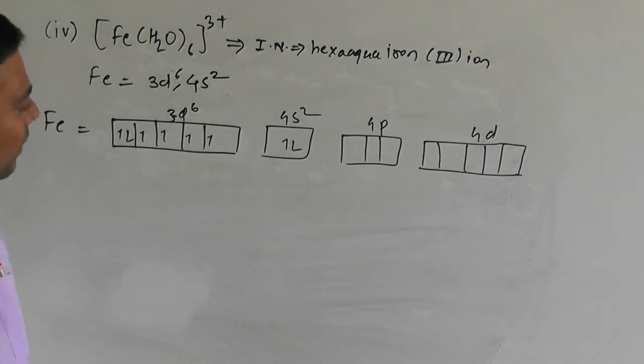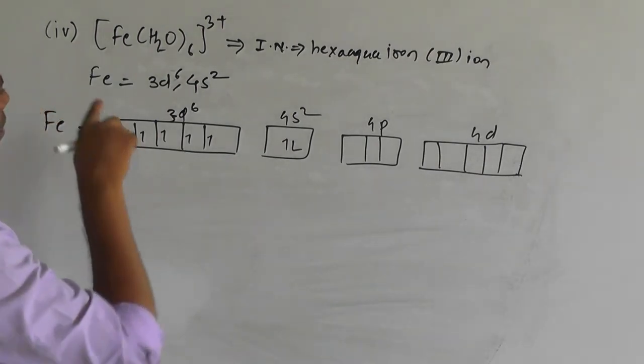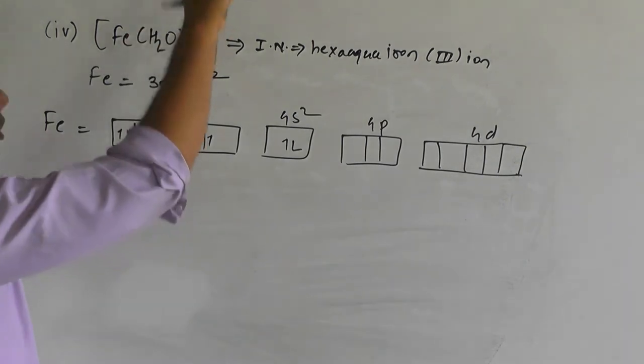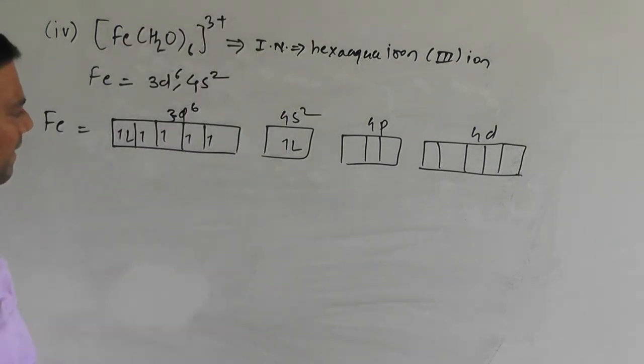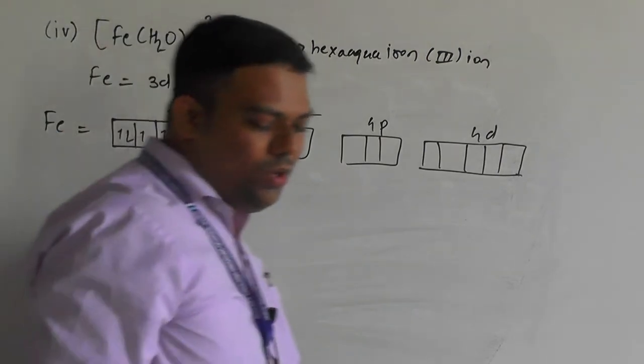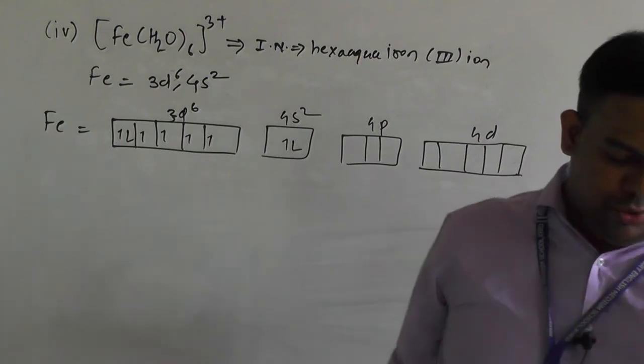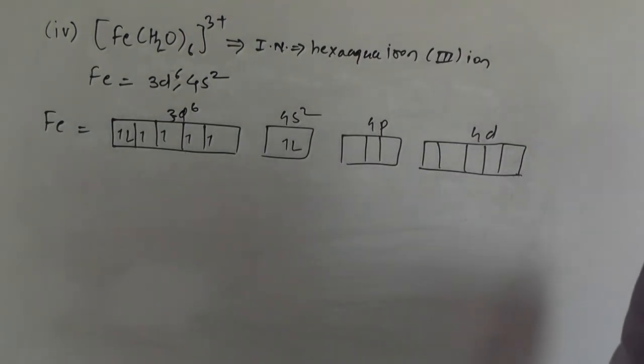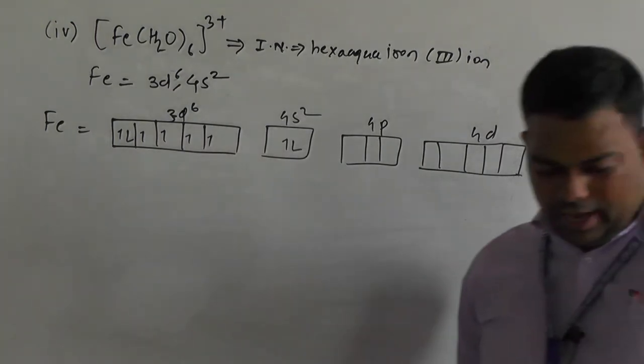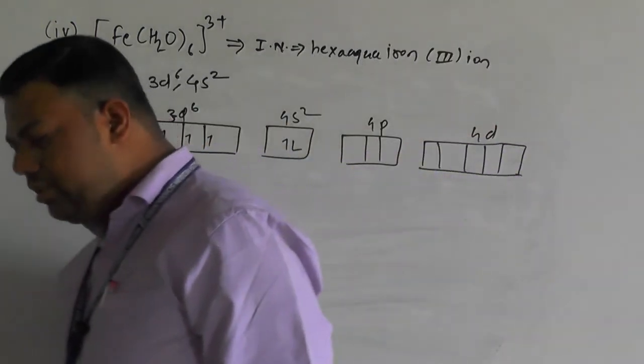Okay, now see, 4p is also empty, 4d is also empty. Now we have to write for Fe3+, so let's see what will happen when we do it for Fe3+. Okay, so write down that also, beta here.